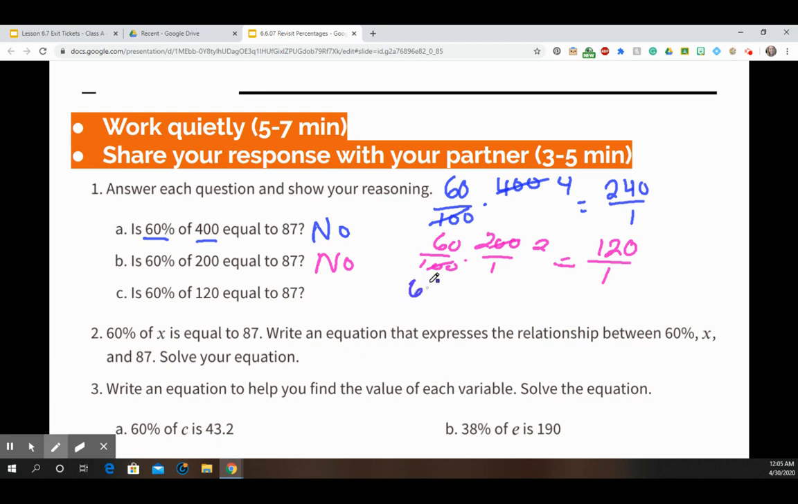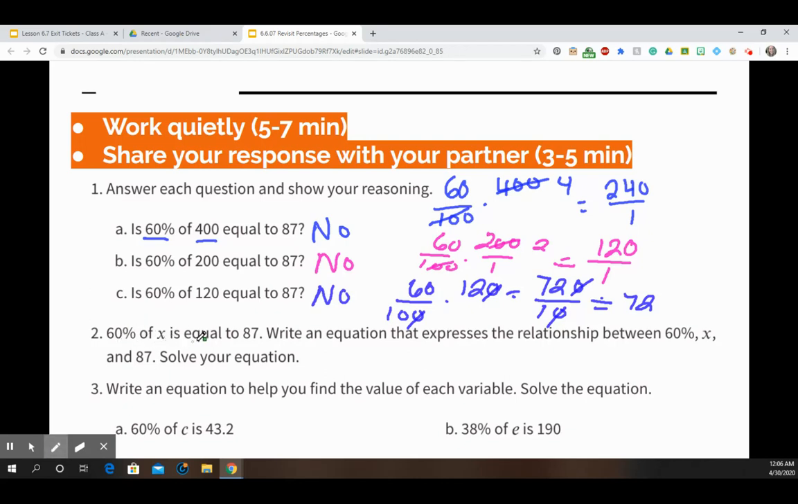I'm going to solve 60 over 100 times 120. Now I can't take out a full 100 because I can't divide evenly. I would be left with a decimal there. I could do that, but I just don't want to. I'm going to divide top and bottom by 10, and I'll be left with 10 and 12. For 60 times 12, I'm thinking 6 times 12 is 72, so 60 times 12 would be 720 over 10. I can divide them by 10 on top and bottom, and I'm left with 72. I know that's not equal to 87. So let's move on.